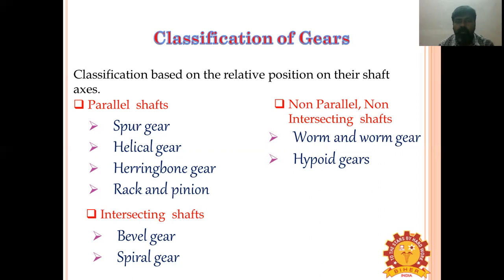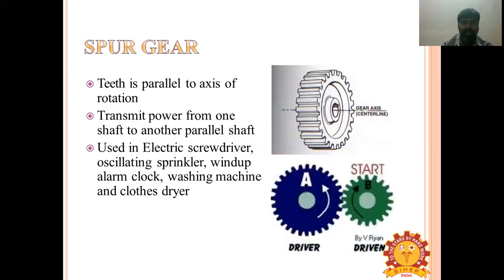Then we come to the classification based on the position of teeth on the wheel, which is of four types: straight gears, helical gears, herringbone gears, and curved teeth gears. And the last classification is based on the type of gearing: internal gearing, external gearing, and rack and pinion.